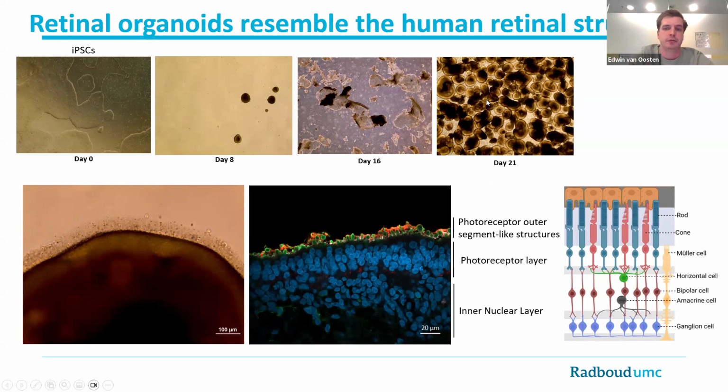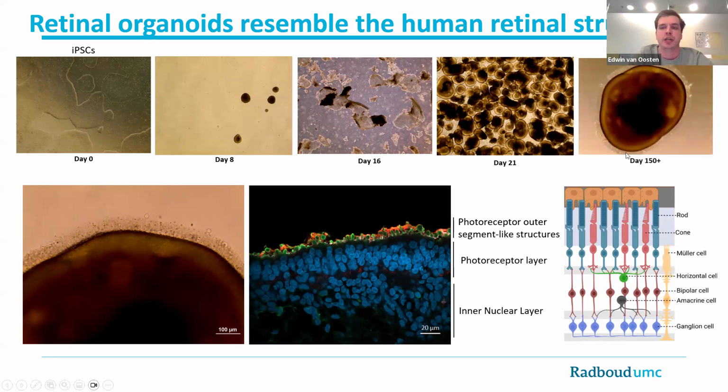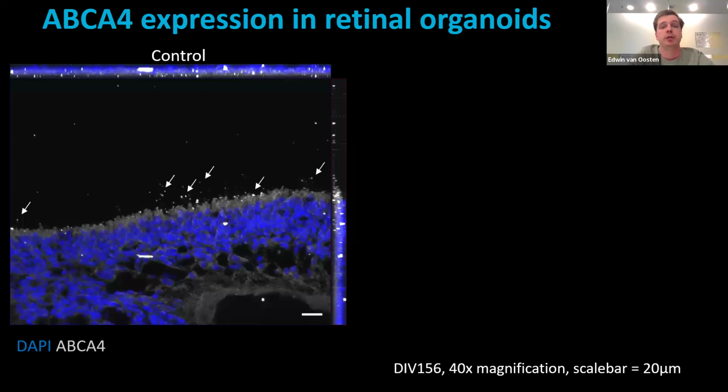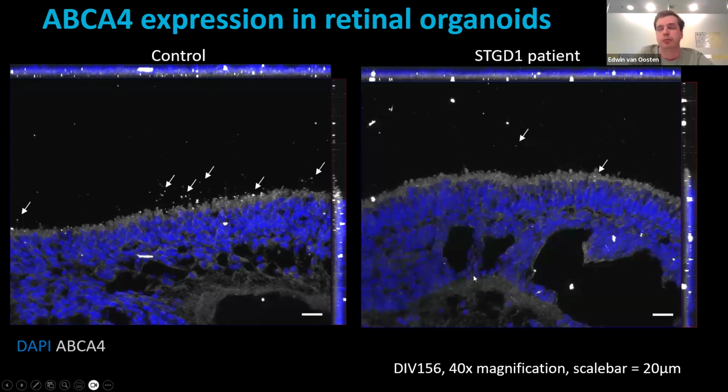But they're still very immature, and we have to mature them before they get a brush border, which takes over 150 days before they express these photoreceptor outer segments. The great thing about these organoids, though, is as we do wait this long, we see expression of ABCA4 protein, so our protein of interest. So here you can see an immunofluorescent image of day 156 retinal organoids. And in a Stargardt disease patient, we see a highly decreased expression of ABCA4.